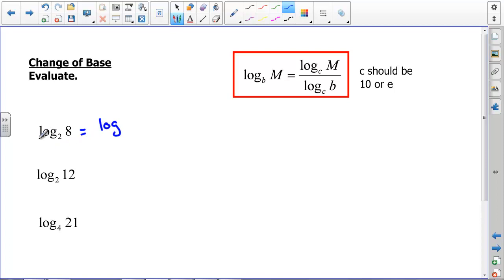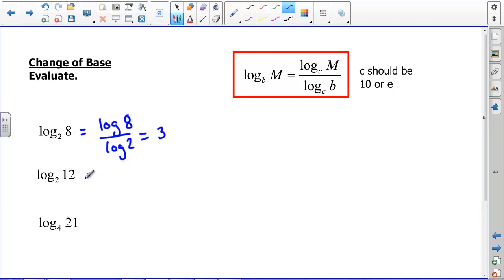And here you see log base 2 of 8. We could write that as the log of 8 divided by the log of 2. And when I do that in my calculator, I'm going to get an answer. And in this case, the answer is going to be 3, because we know 2 to the third power is 8. We don't need to use the change of base rule there.